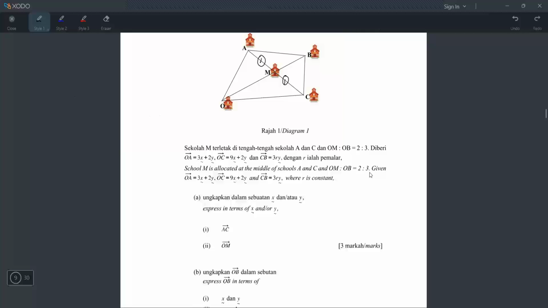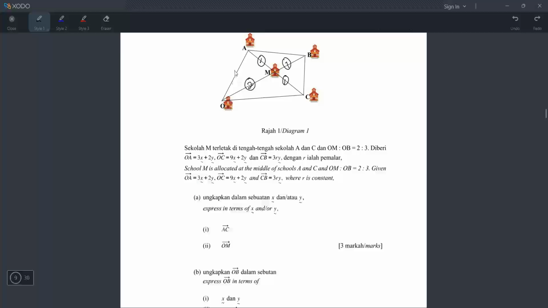And then they also mentioned OM ratio OB is 2 ratio 3. So OM, the ratio is 2. OB, the ratio is 3. So this should be 1 because 3 minus 2 is 1. Okay, so make sure your labeling is perfect for vector because in vector, the most important part is labeling. If you label wrong, then the whole thing is wrong.